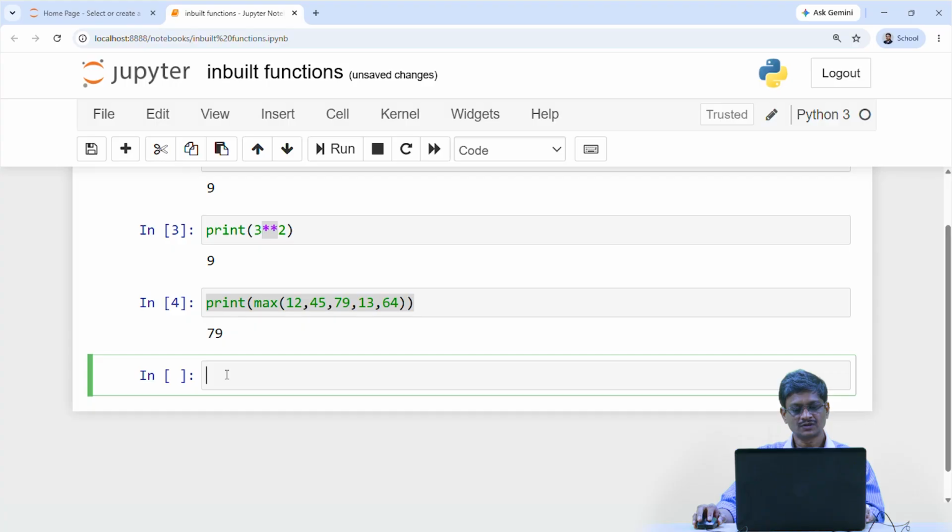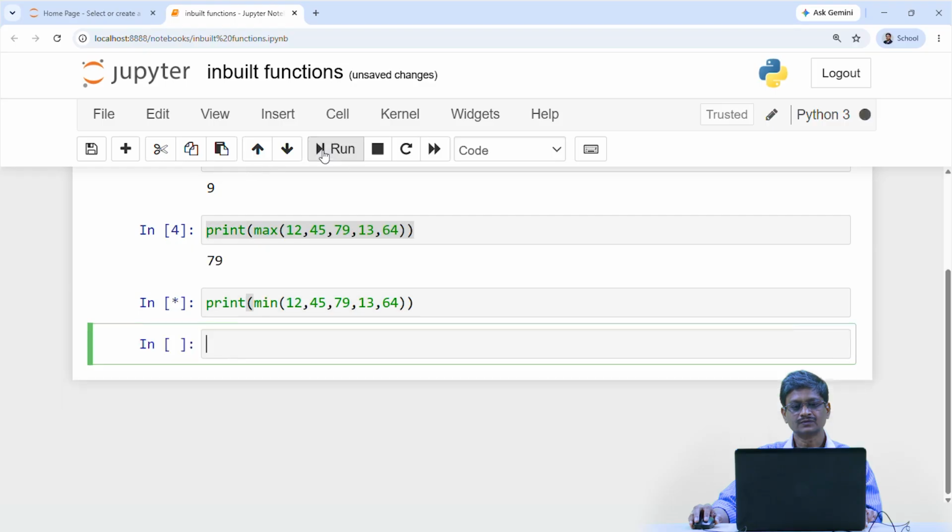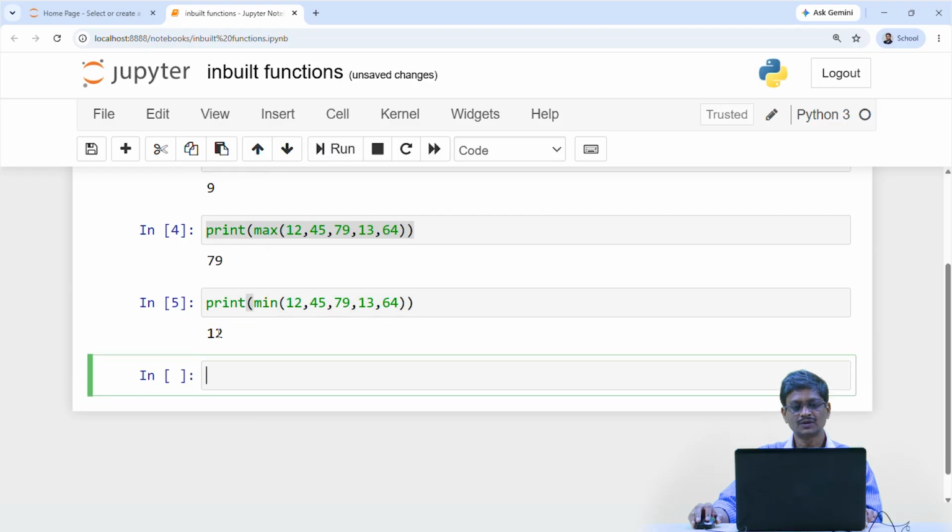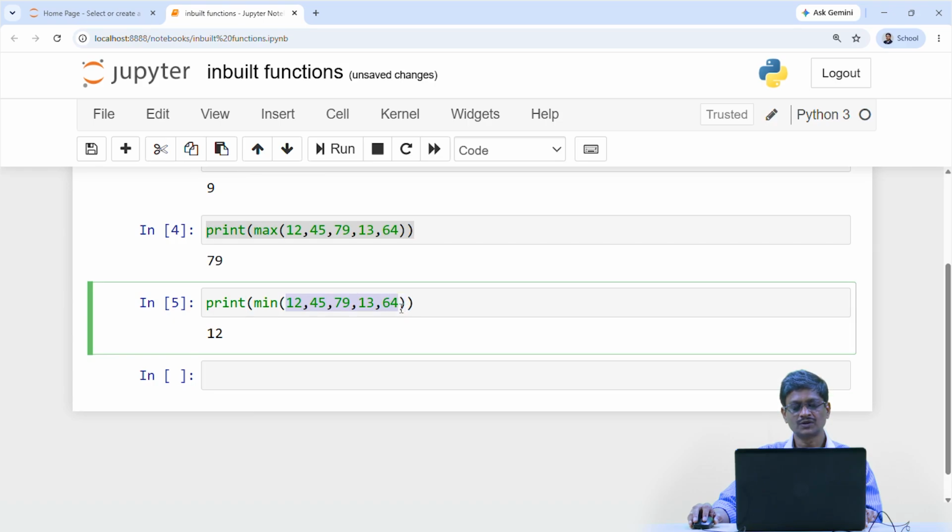The same function can be replaced. In place of max, you can have min. We can get the minimum value out of these 5 values with the help of the minimum function. I am going to get the minimum as 12. So from these 5 numbers, the minimum value is 12. There are other functions as well.